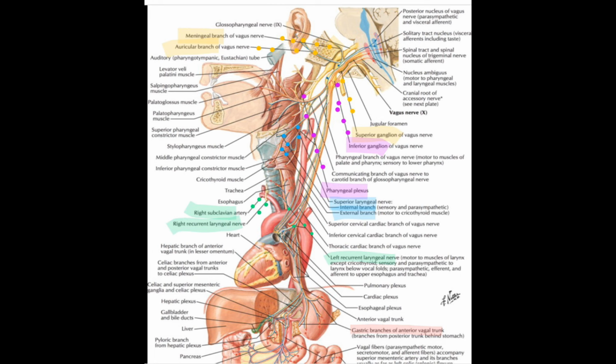Important branches. Okay. So we will go through them again. First we have MAP, meningeal and auricular from the superior ganglion, the pharyngeal branch from the inferior ganglion. Then we have the superior laryngeal nerve. Then we have the recurrent laryngeal nerve, anterior vagal trunk and posterior vagal trunk. So that's all about the vagus nerve.